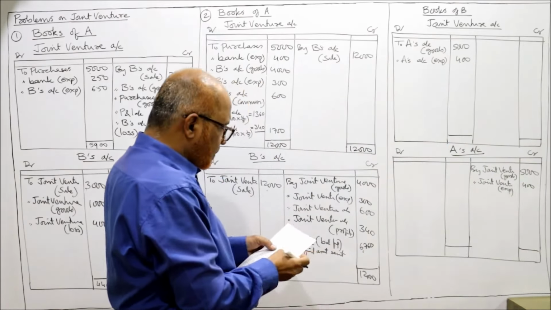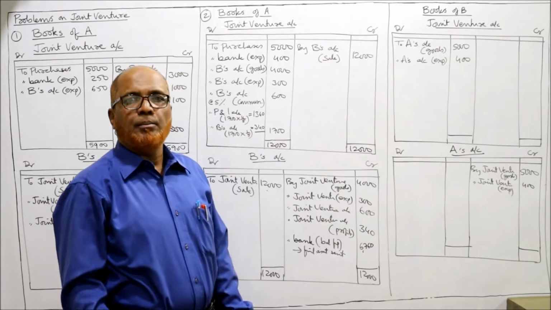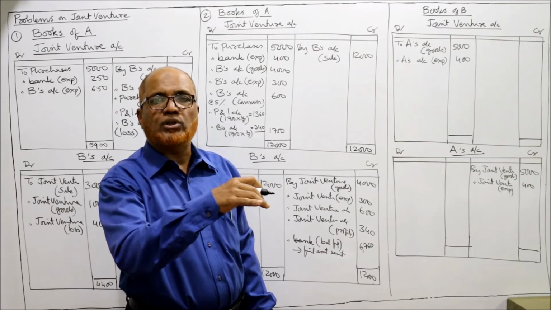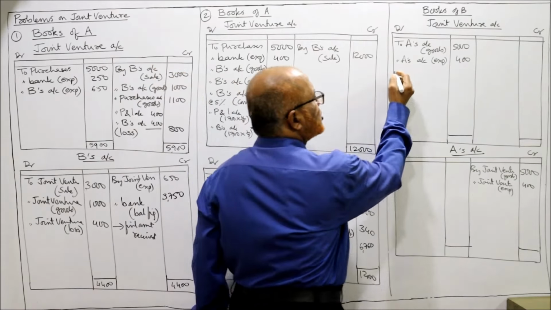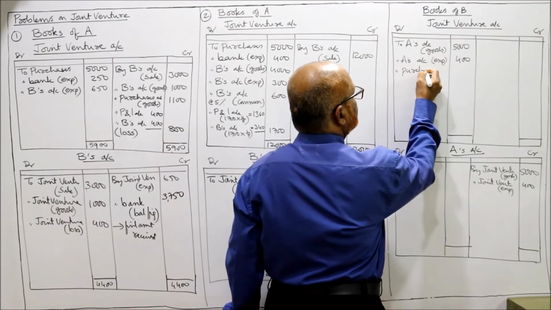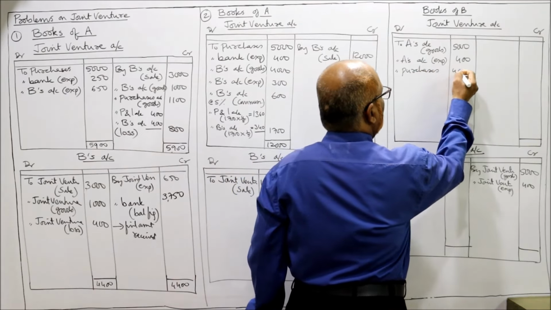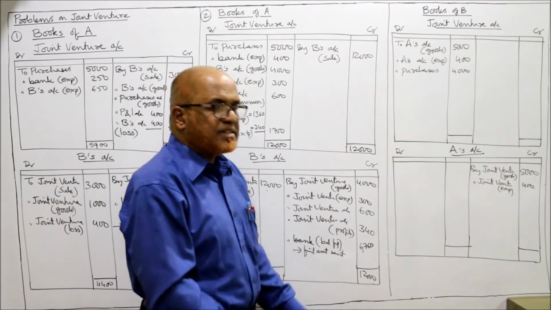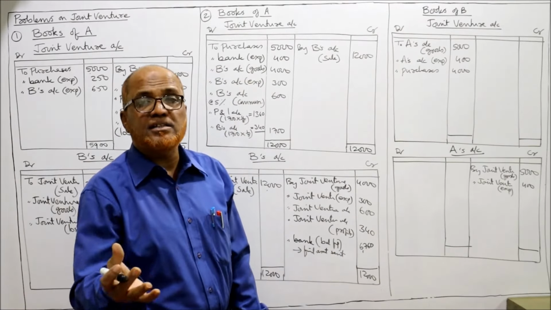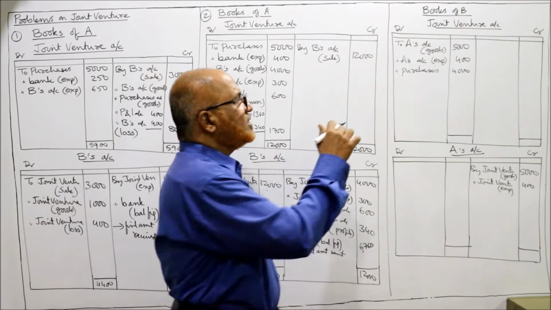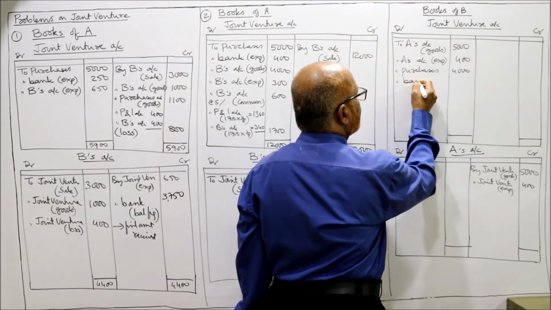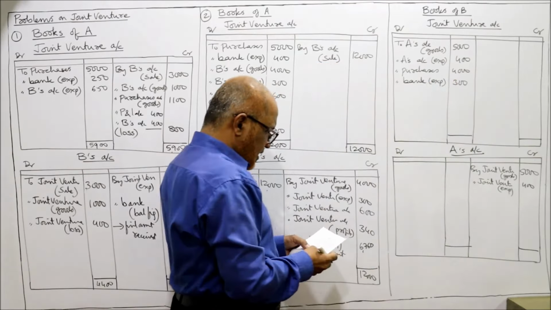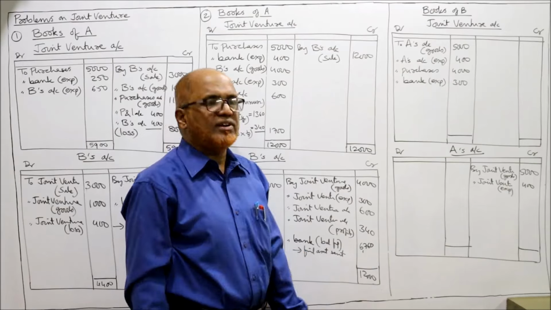Now, B supplies goods to the value of 4,000. B supplies, ये books B के हैं. B supplies goods to the value of 4,000. Joint venture account debited to purchases, 4,000. 4,000 रुपए के goods अपने stock में से supply किया. And his expenses amounted to 300. Who paid these expenses? B has paid. So joint venture account debited to bank, 300 rupees paid.